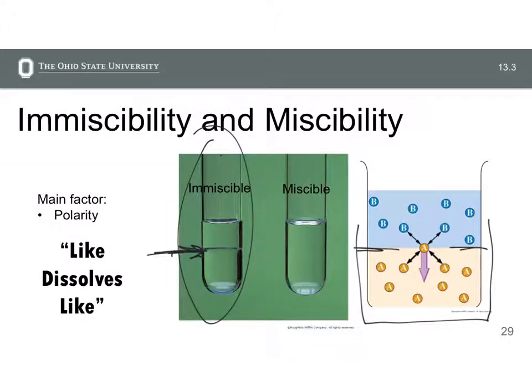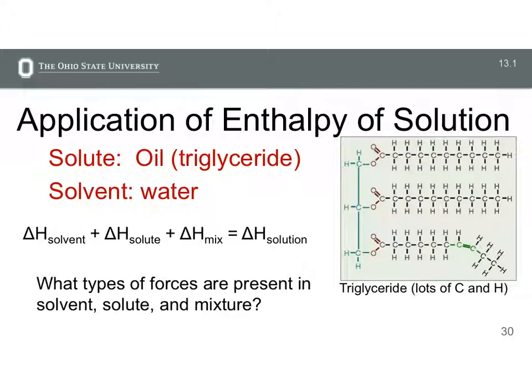Let's see what my next slide is. Okay, so here's our oil and water example. Oil is essentially a triglyceride, and that's what's shown in the box. So we've got a lot of carbon and hydrogen. There is a carbon-oxygen double bond and a carbon-oxygen single bond, so there are some dipole-dipole interactions in this molecule. But the main bulk of it is this carbon-hydrogen chain, a hydrocarbon.